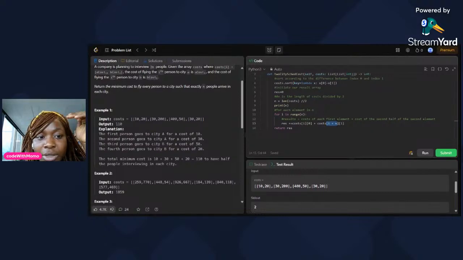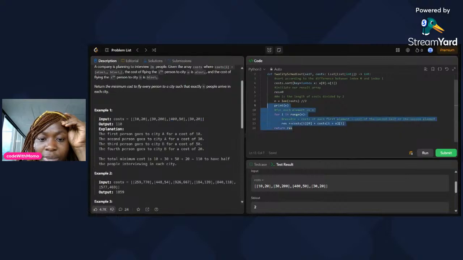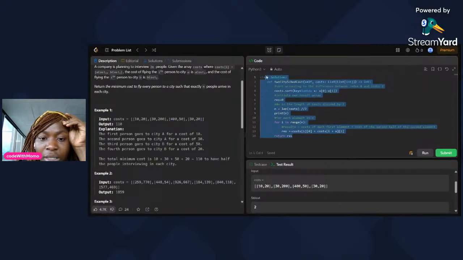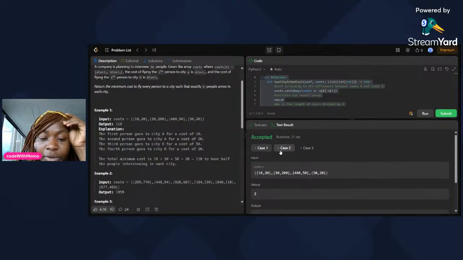And this is costs[i + n], which is talking about the second half of the array. So it's going to be i, which is each iteration of this, so there's 0, 1. So it's going to be 1 plus n. We're going to be adding this, and that's how I got my result. And when I ran this, this was correct for all the test cases.